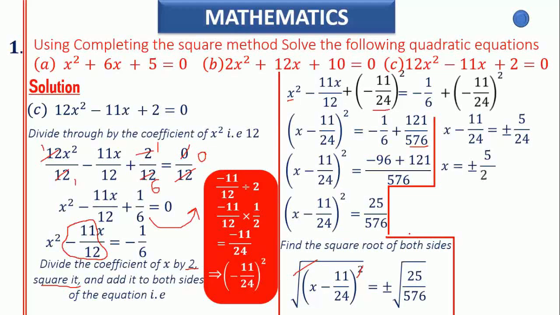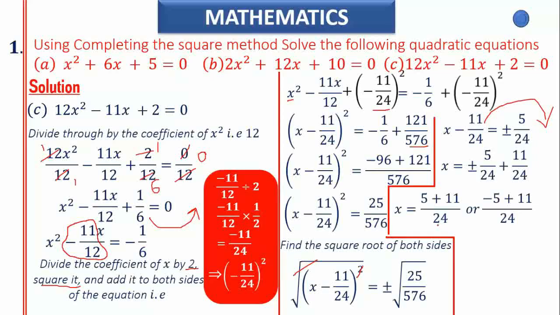So from what we have there, we can then take this value, minus 11 over 24, to this side. So what do you have? You have x equals 5 plus 11 over 24, or minus 5 plus 11 over 24. From there, you can solve further, and that will give you your final answer in the simplest form. That's x equals 2 over 3 or 1 over 4.